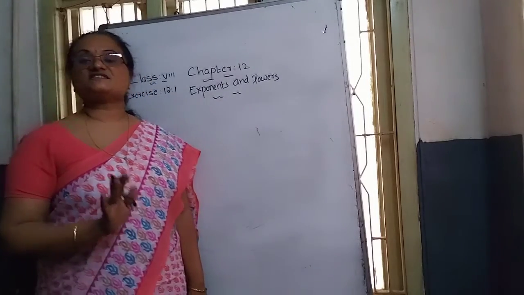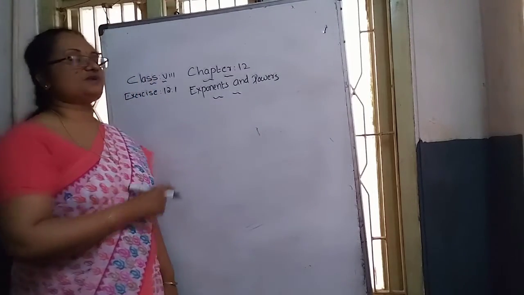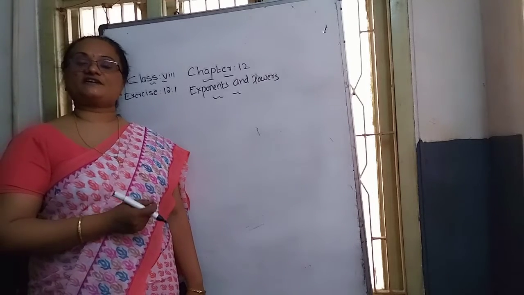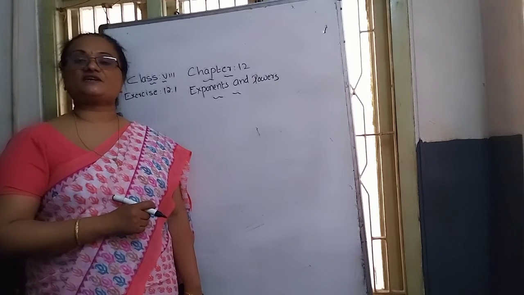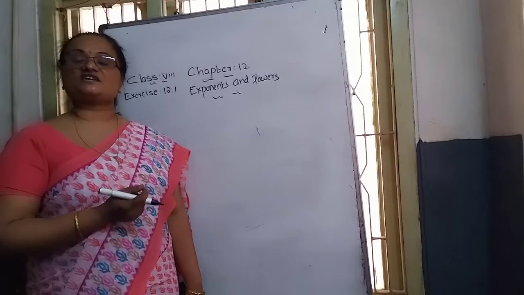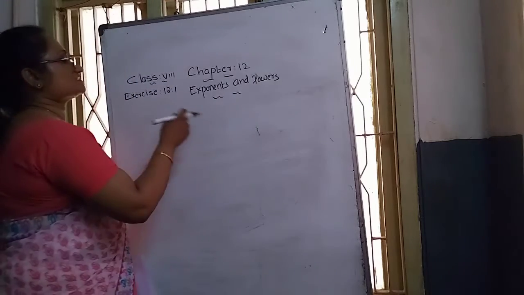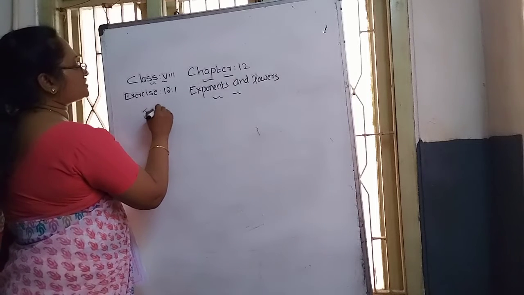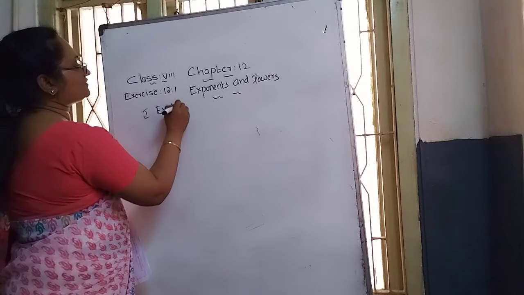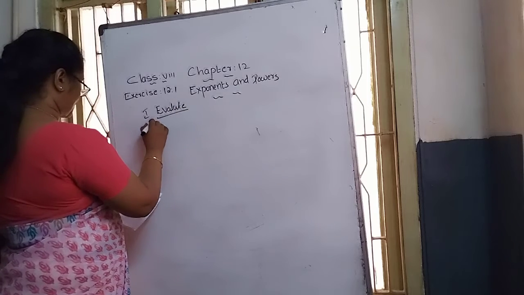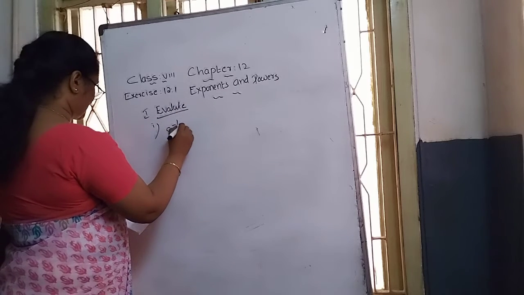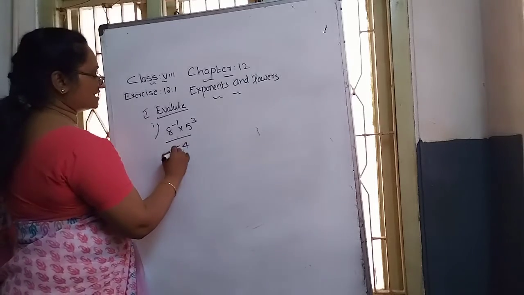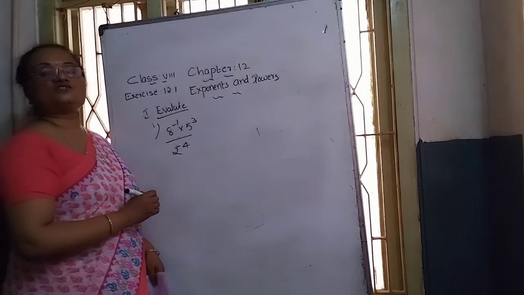Hi students, now we are going to discuss chapter 12, exponents and powers. We already started this topic, and now we can discuss the remaining questions. Here in this chapter, the next Roman says evaluate, which means find out the value. Evaluate the first question: 8 raised to minus 1 into 5 raised to 3 by 2 raised to minus 4. In this way they gave the question.